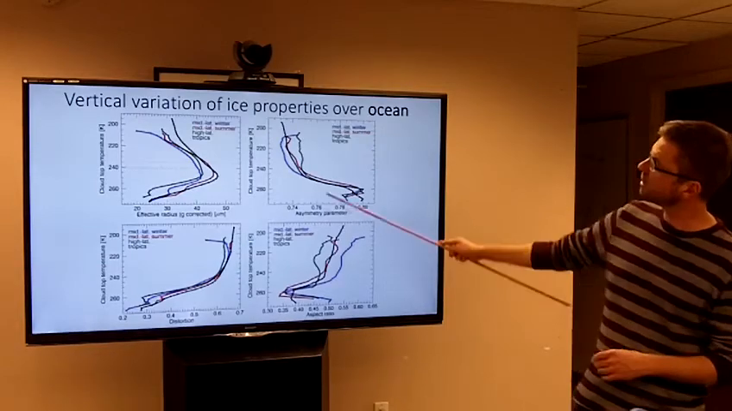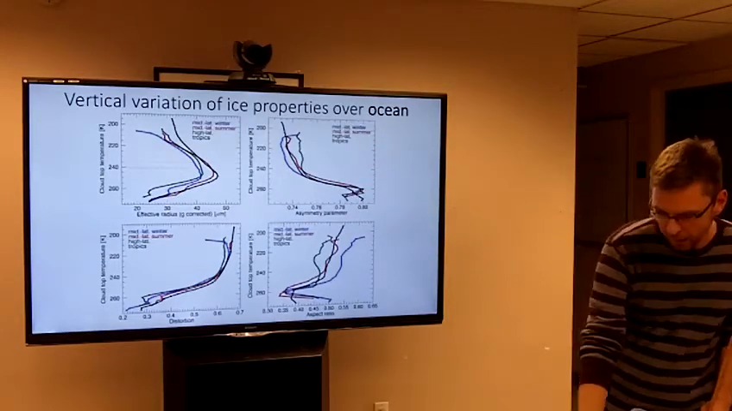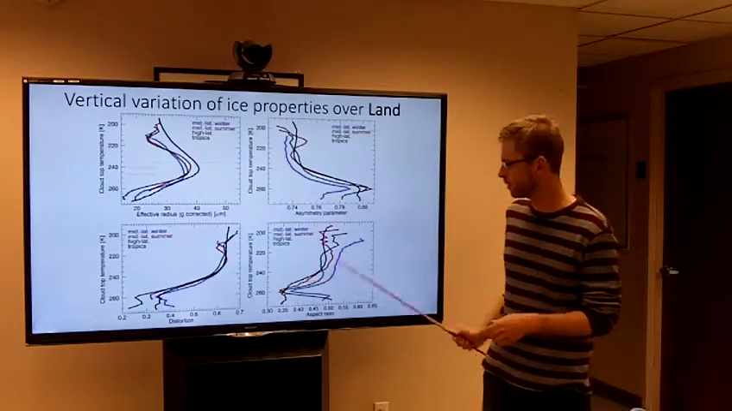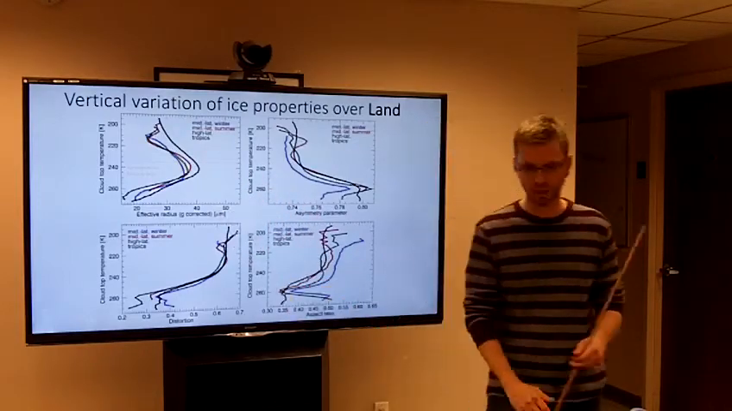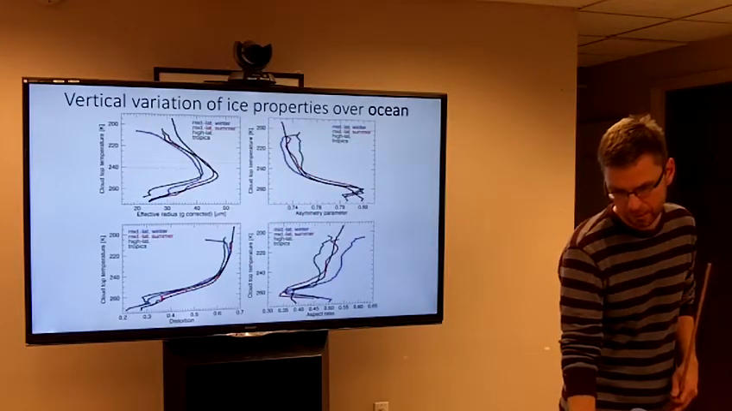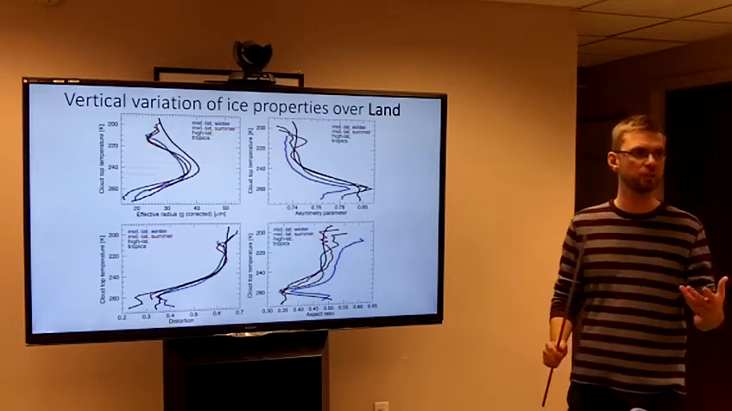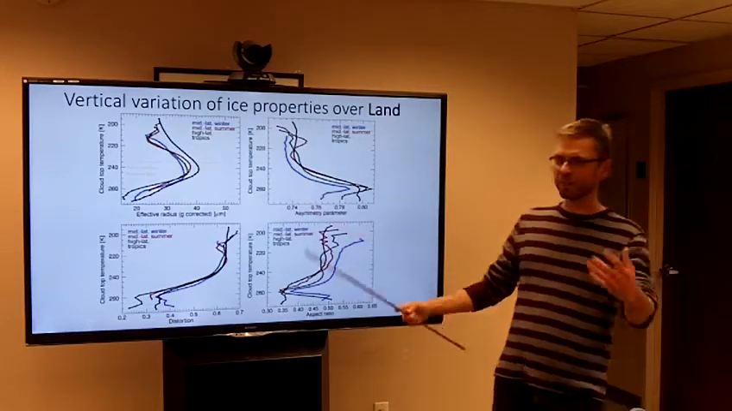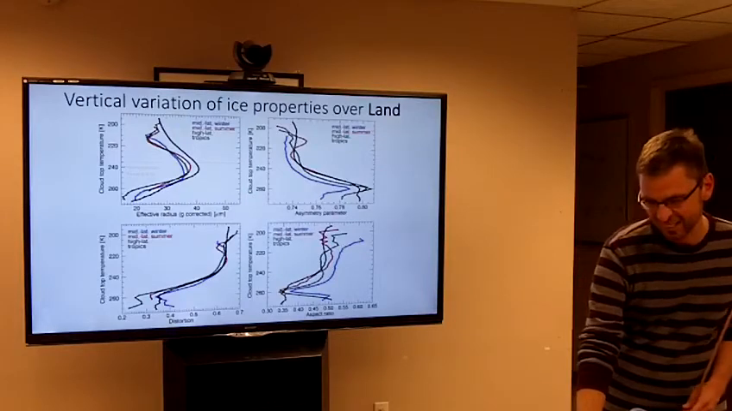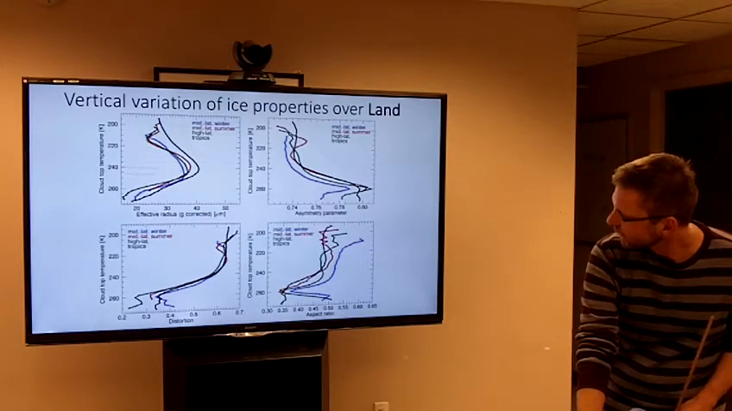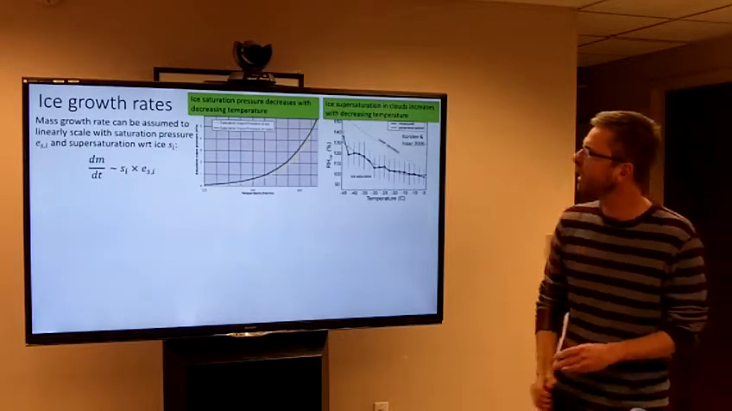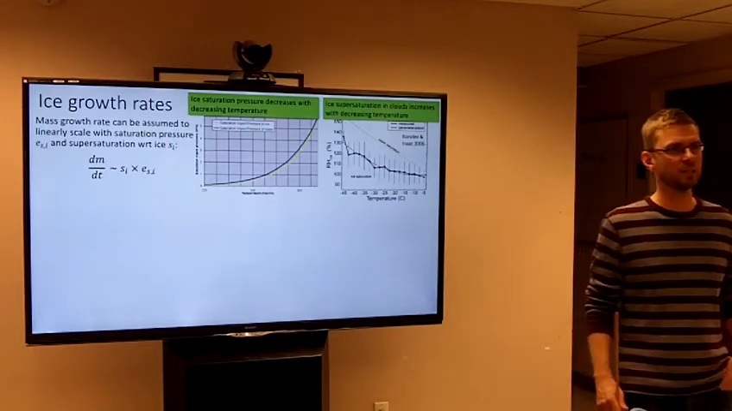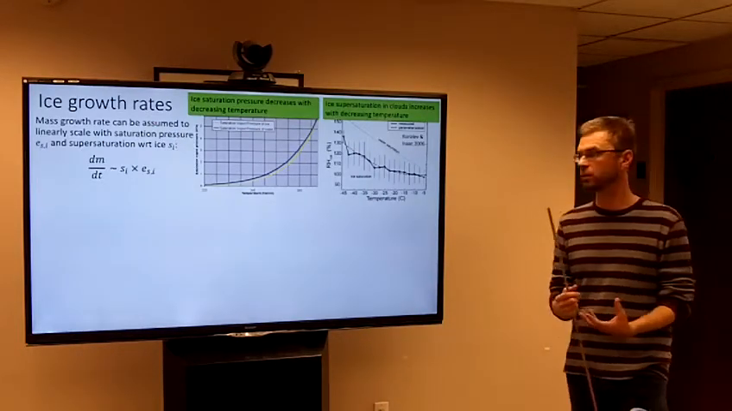And these are over ocean, and this is over land, and not so much is changing with the asymmetry parameter, distortion, aspect ratio, but in general the sizes go down, as you can see. But the same general behavior is seen. So now we can try to start to understand these relationships that we're seeing. And we can understand these sizes maybe by the growth rate of these crystals.